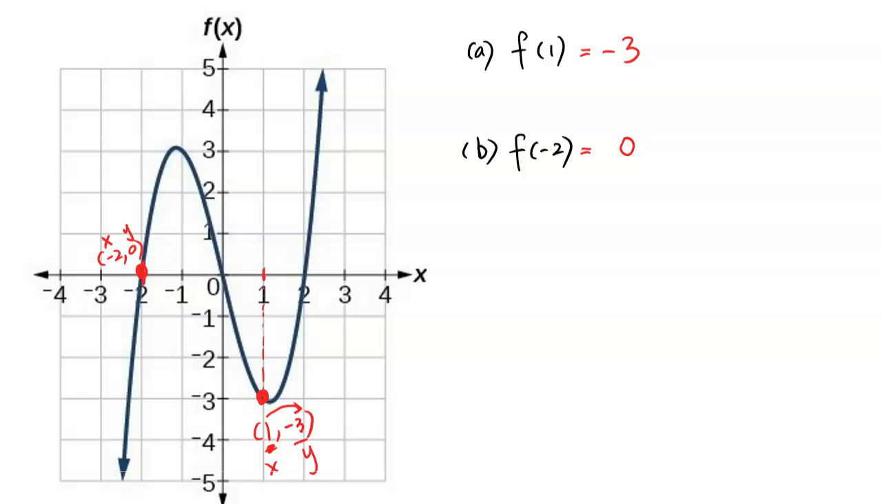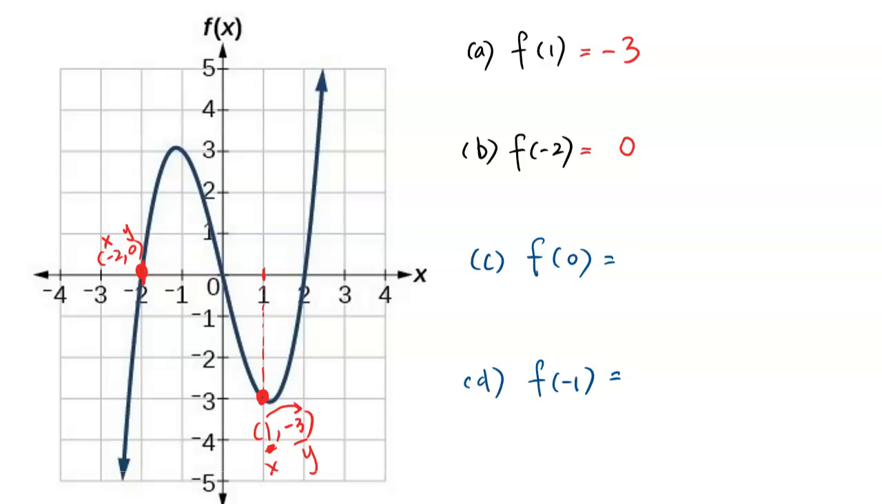So on your own, I want you to work on these two problems. So pause the video and try to answer those two questions. And I will review the answer in 3, 2, 1 second.